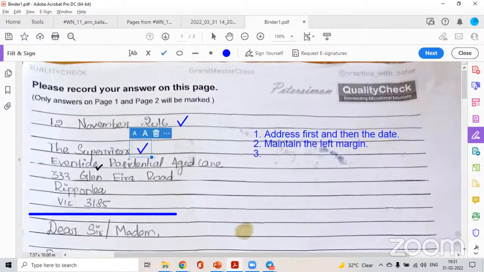Event type, residential. Your S is looking like 8, R is looking like D, T is looking like L, I is not looking like I at all. Aged care. Be careful. 333 Glen Era Road. Your R's are looking like E, D, D. Riponia. Riponia or Diponia? Riponli.